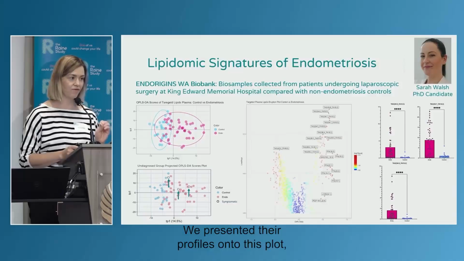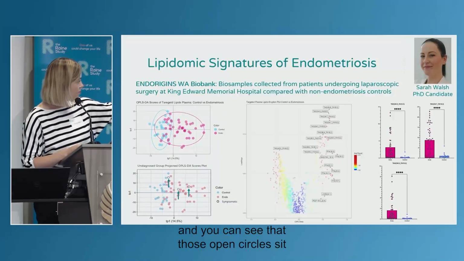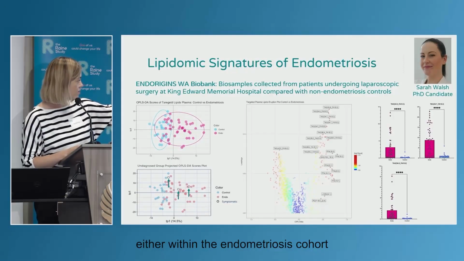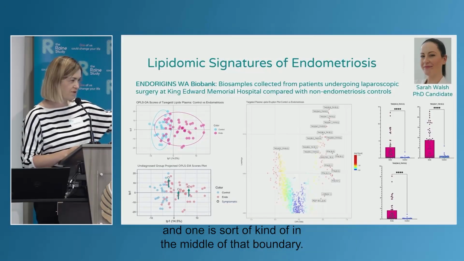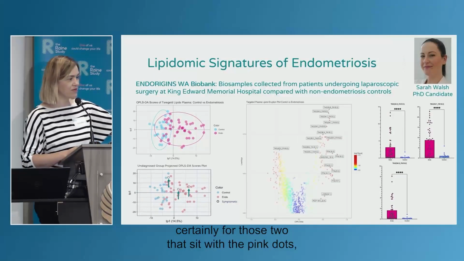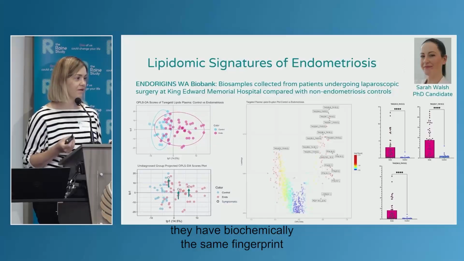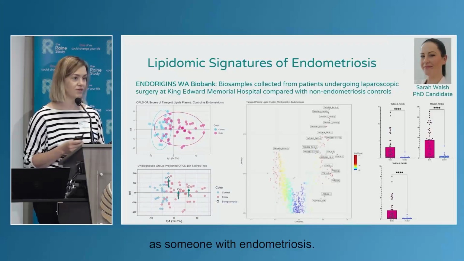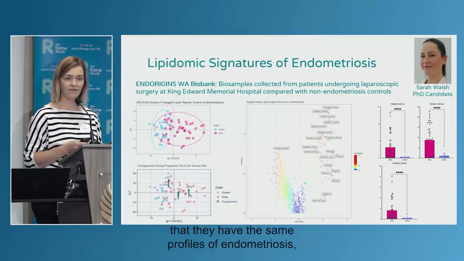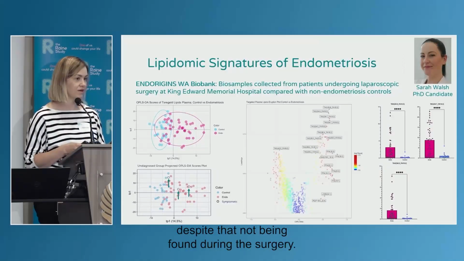We presented their profiles onto this plot, and you can see that those open circles sit either within the endometriosis cohort for 2 of the examples, and one is sort of in the middle of that boundary. This shows that certainly for those 2 that sit with the pink dots, they have biochemically the same fingerprint as someone with endometriosis. So certainly there's evidence there to suggest that they have the same profiles of endometriosis, despite that not being found during the surgery.